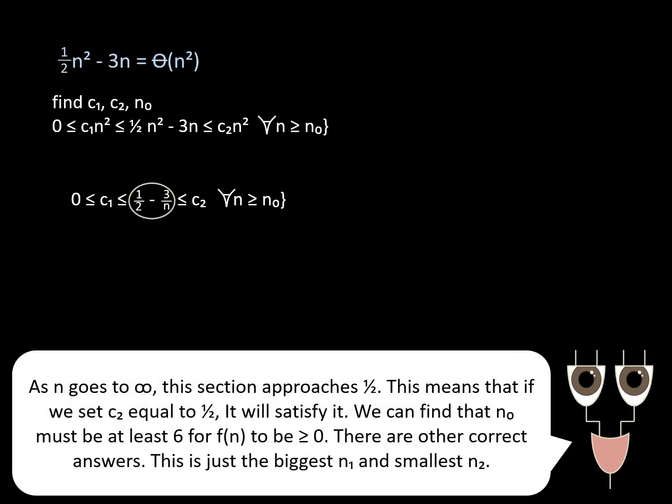As n goes to infinity, this section approaches a half. This means that if we set c2 equal to a half, it will satisfy it. We can find that n sub 0 must be at least 6 for f of n to be bigger than or equal to 0. There are other correct answers. This is just the biggest n1 and smallest n2.